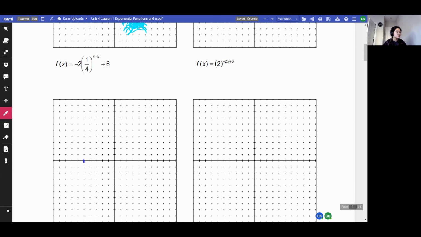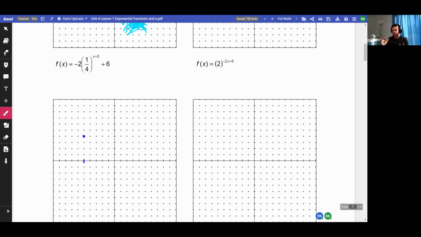When we plug it in, 1/4 to the 0 is 1. 1 times -2 is -2. Plus 6 is 4. Cool. I think that's a really important point to get, the happy point, the oh reliable point.